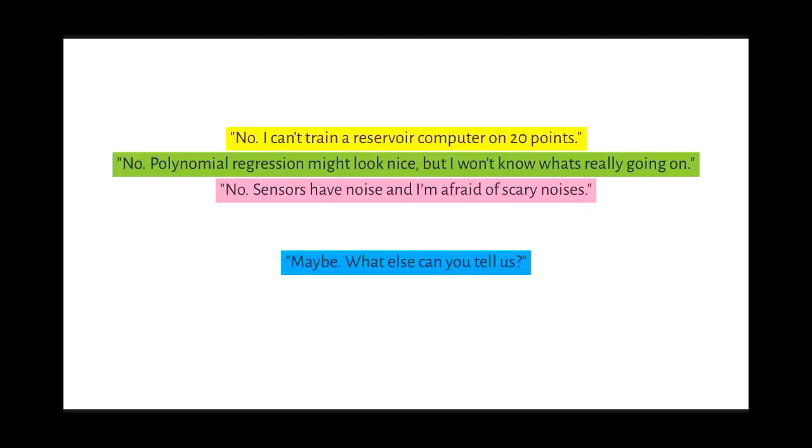Some statisticians might say, okay, well, it's in time, but let's just regress, right? And polynomial regression might look nice, but you won't really know what's going on. You're just talking about a relationship between the variables, right? Some people might have the most sophisticated methods in the world, but if it's observations, those observations have noise, and maybe you're really afraid of noise, right? But let's say that we're helpful and we want to learn more, right?